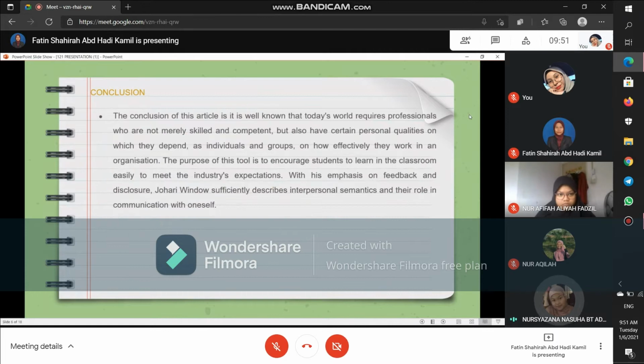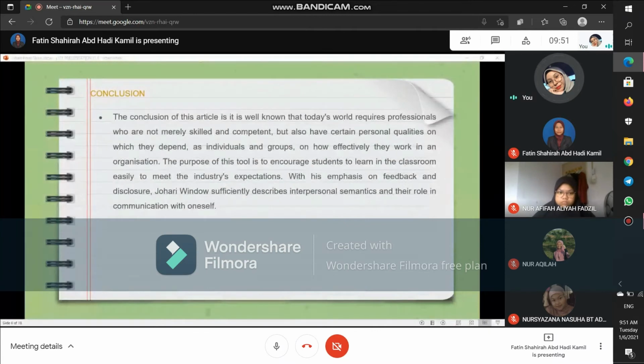For the conclusion, I will pass it to Shafiqah. The conclusion of this article is that it is well known that today's world requires professionals who are not merely skilled and competent, but who also have certain personal qualities on which they depend, as individuals and groups, in how effectively they work in an organization. The purpose of this tool is to encourage students to learn easily in the classroom to meet the industry's expectations. With its emphasis on feedback and disclosure, the Johari window sufficiently describes interpersonal semantics and their role in communication with oneself.